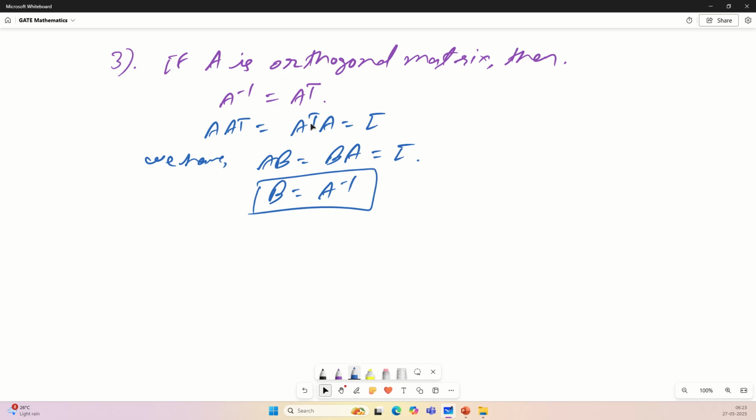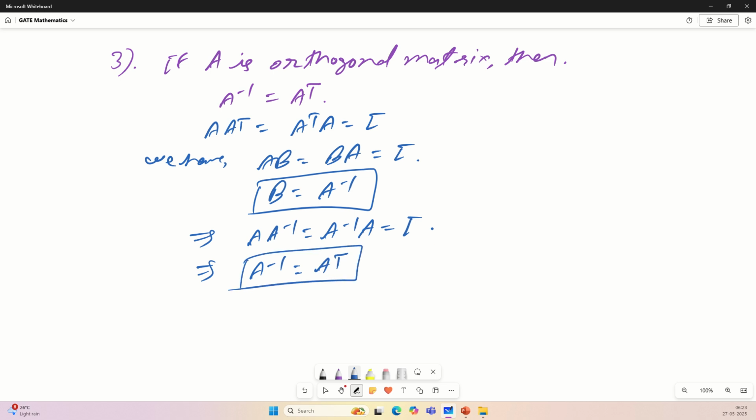So this A transpose is acting as the element B, which is going to give you I. So can I write it down? Based on this property, A into A transpose is nothing but A into A inverse is equal to A inverse into A is equal to I. And by comparing this equation and this equation, we are going to get A inverse is equal to A transpose. So you understood? If my matrix A is orthogonal matrix, its inverse will be A transpose.